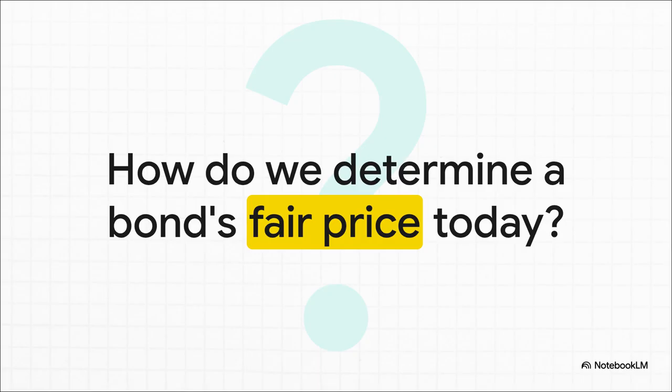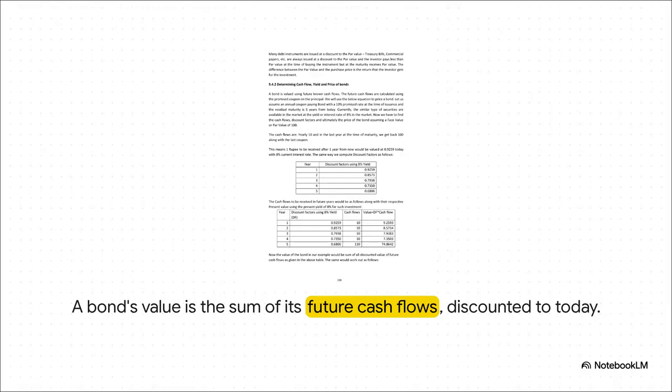$100 in your hand today is better than a promise of $100 a year from now because you can invest today's money and let it grow. Now, I know this might look a little complex, but the principle is actually pretty simple. See, a bond is nothing more than a series of future cash flows. You get the regular coupon payments, and then that final principal repayment.